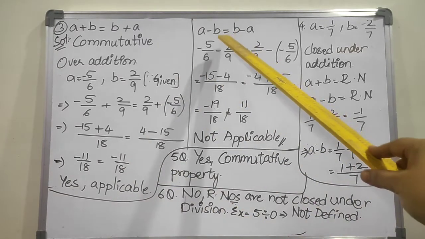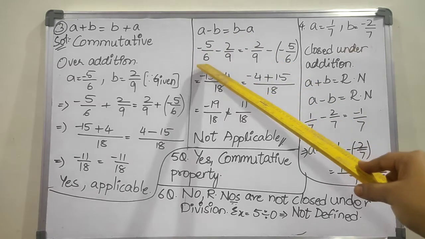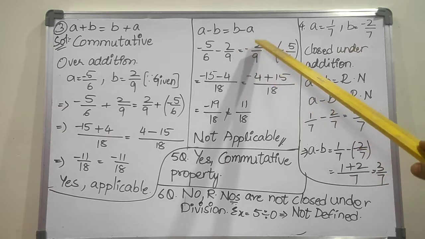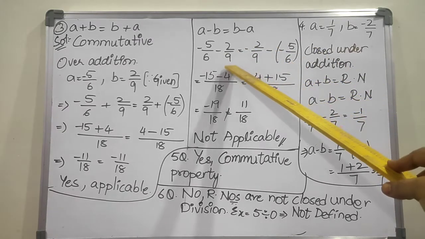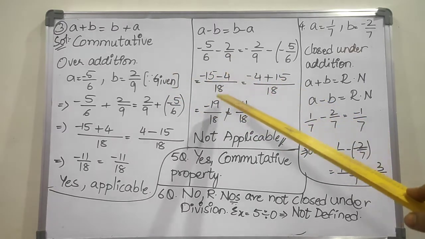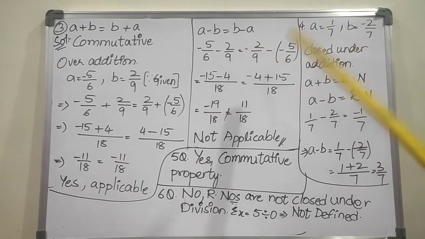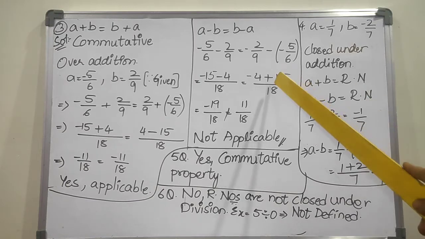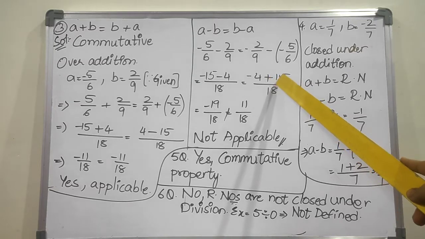Now check with this. A minus B is equal to B minus A. Minus 5 by 6 minus 2 by 9 is equal to minus 2 by 9 minus of minus 5 by 6. Here, same like that, we have taken the LCM. Minus 15 minus 4 by 18 is equal to here minus 4 plus 15. Here minus into minus is plus.